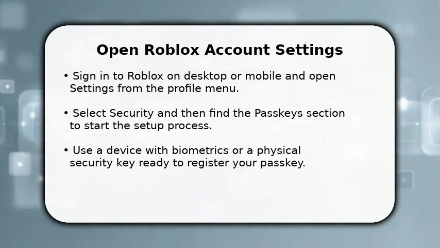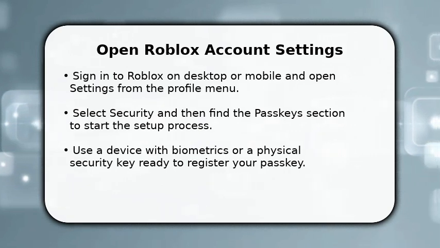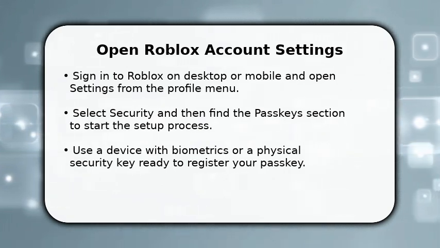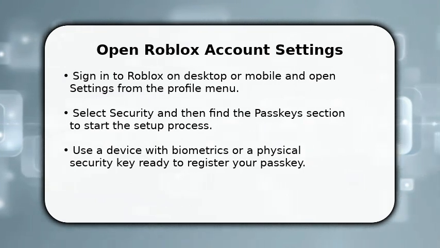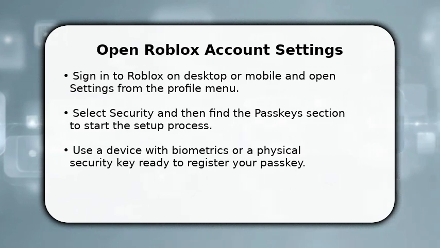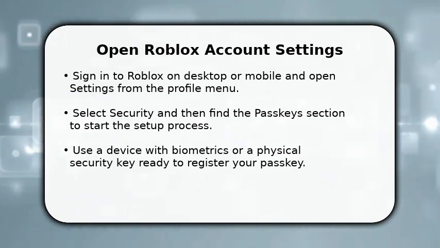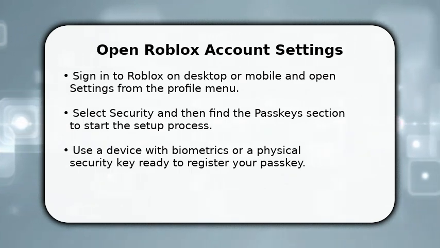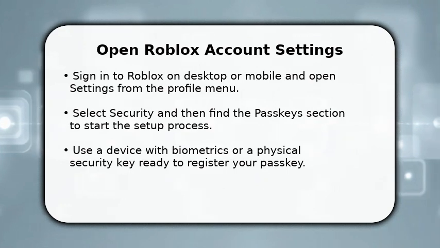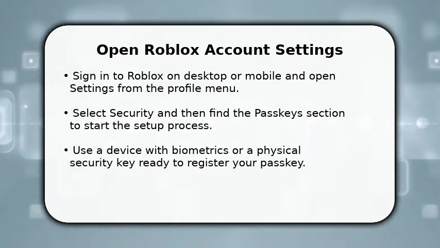Have the device you want to register ready, such as a phone with biometrics or a physical security key like YubiKey. If using desktop, use a browser that supports passkeys and plug the security key in. If using mobile, unlock biometrics when prompted and follow on-screen confirmations to continue the registration process.